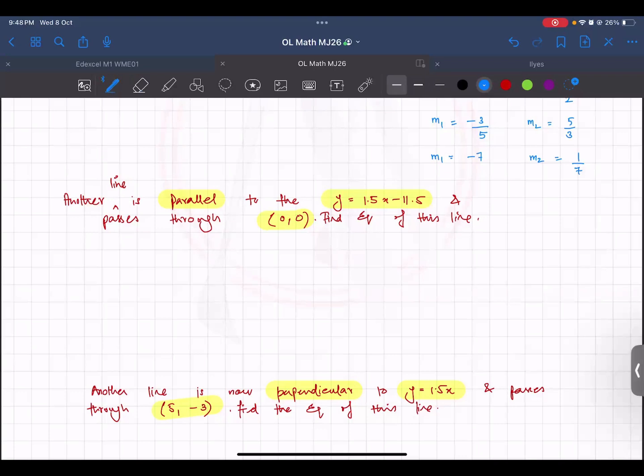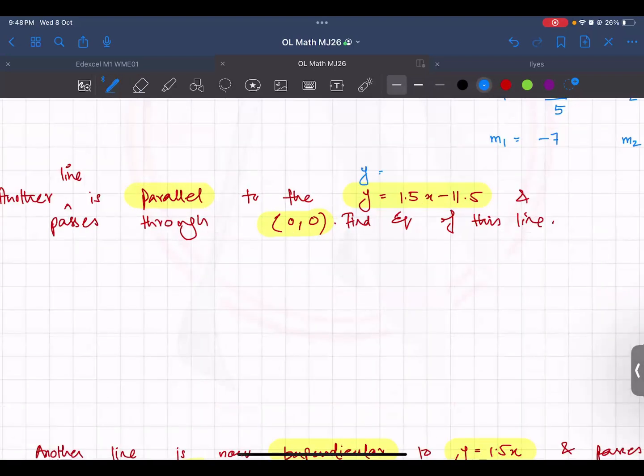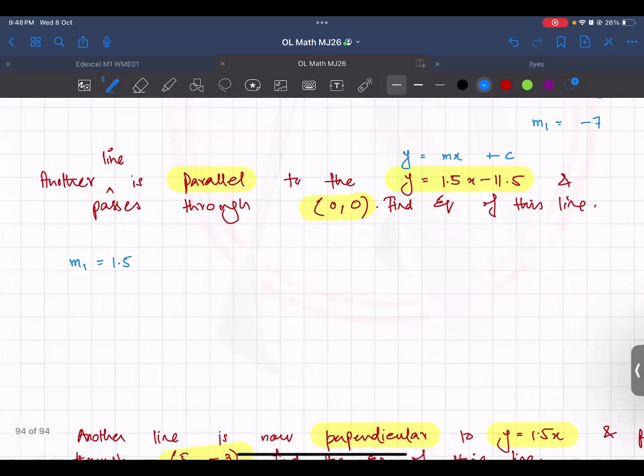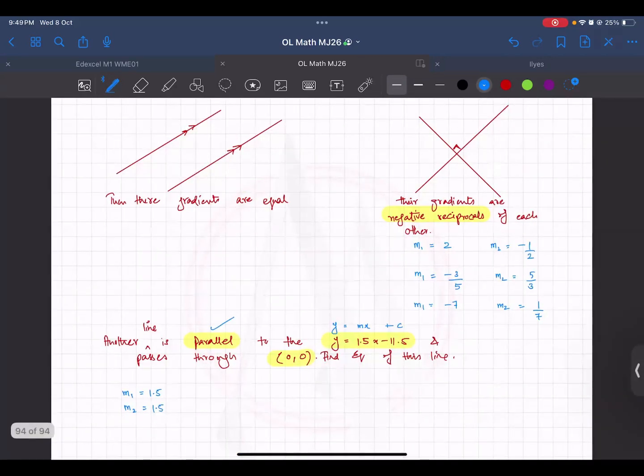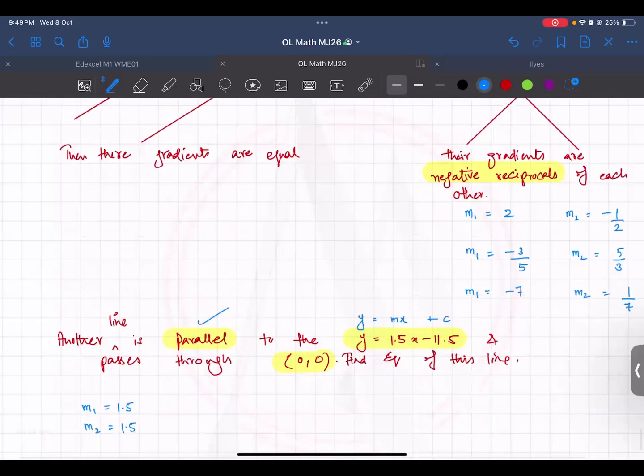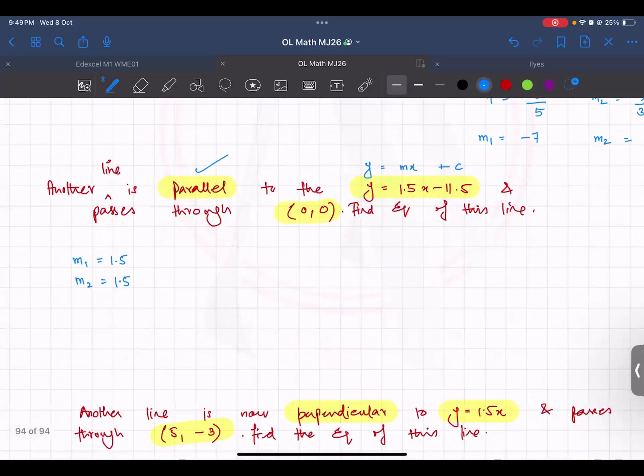What is the gradient of this line after comparison with the general form? 1.5. Yes. So this means the gradient of line 1 is 1.5. Whatever the coefficient of x is, that becomes your gradient. And the gradient of line 2 will also be 1.5, because they are parallel. I told you over here that if the lines are parallel, then the gradients are equal.